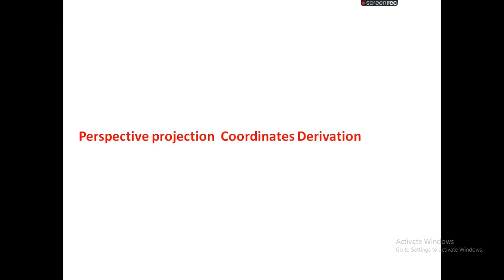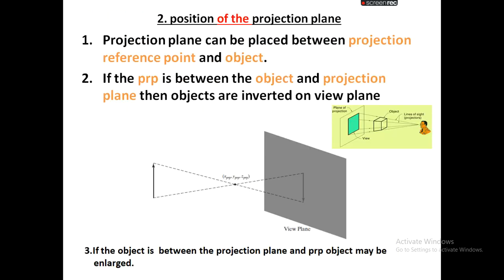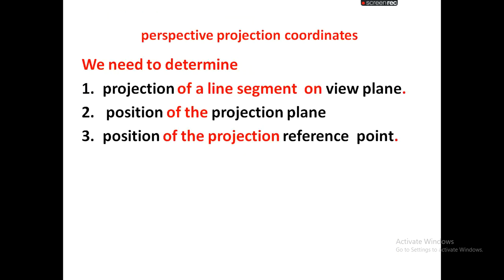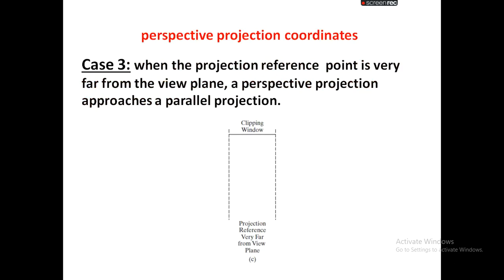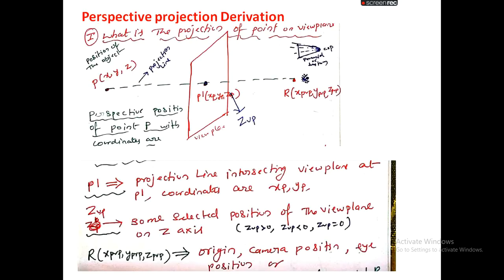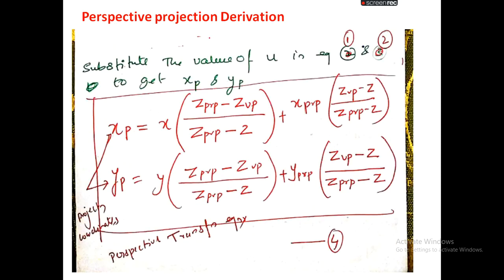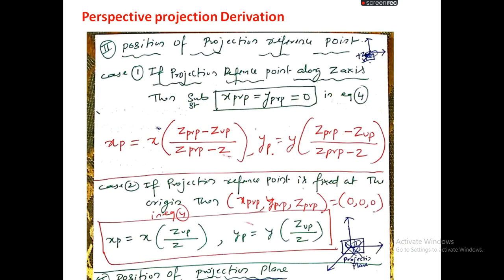See Roman number 2. Roman number 2 is that we need to determine the position of the projection plane. As we learned in the previous video lecture, the position of the projection plane can be placed in three places, as I discussed in the previous class. See the slide. For this slide, we need derivation. So the derivation is like this. We need equations. The equation is like this. This is the equation. I gave Roman number 2.